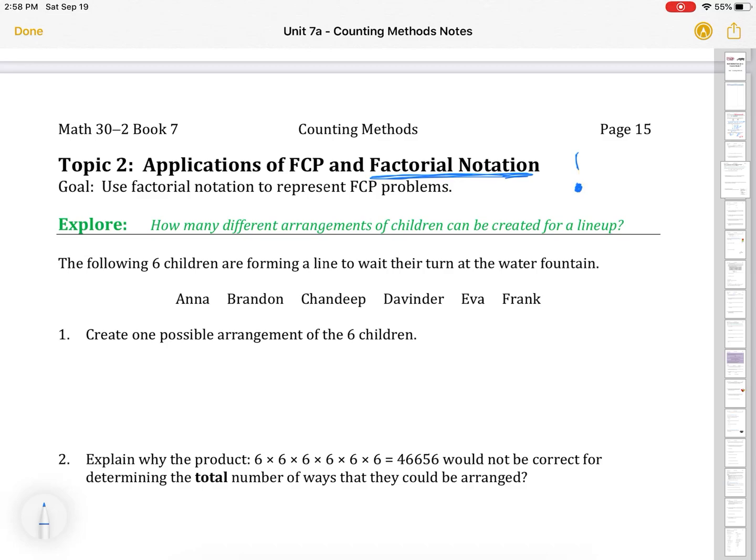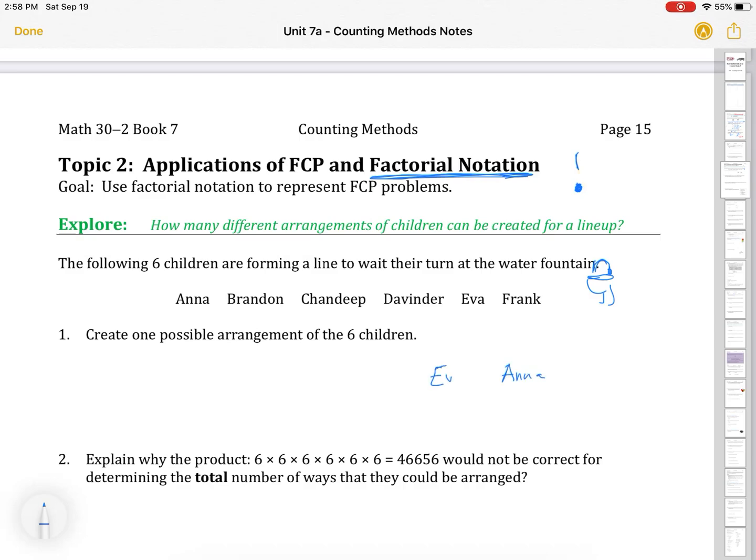And we're going to use factorial notation to represent fundamental counting principle problems. The following 6 children are forming a line to wait their turn at the water fountain. Question number 1 says, create one possible arrangement of the 6 children. Well, technically we have one arrangement if we have a fountain over here. So here's our water fountain. Okay, Frank's in the front, then Eva, then Devinder, Chandeep, Brandon, and Anna.